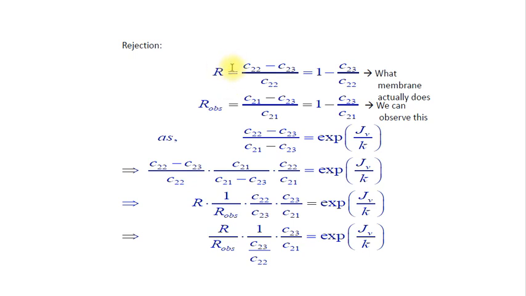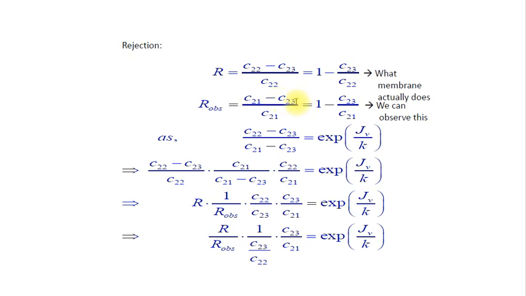So this is the actual rejection which happens across the membrane, because C22 is the concentration at the surface. But what you observe, because you cannot experimentally measure the concentration at the surface, you can only measure the concentration in the bulk, will be equal to C21 minus C23 by C21. Here C21 is the concentration of salt in the bulk solution, and C23 is the concentration of salt at the other side of the membrane, at the permeate side.